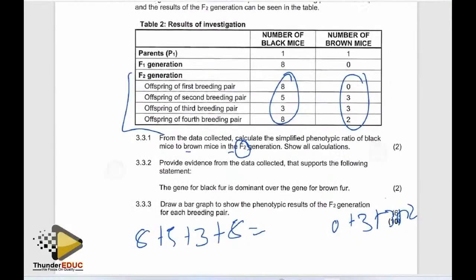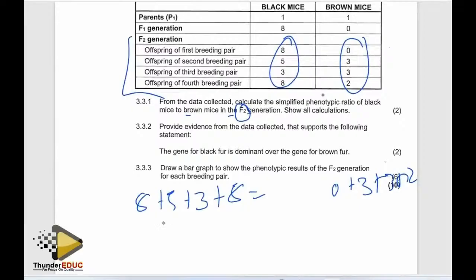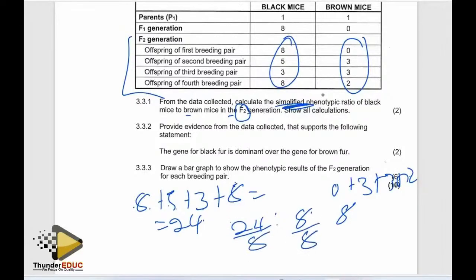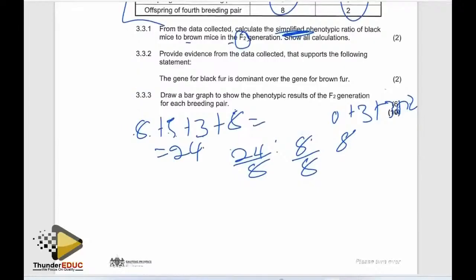Once you get the answer, now you come here. If I combine here, this is 16, and then it's also 8, so it's 24. And then here is 3, 3, 2, so it's 8. So basically I'm going to say 24 to 8, but they said the simplified phenotypic ratio, so you should divide by 8 because 8 goes into 24. I'm going to get 3 to 1. So this is the answer they are looking for.